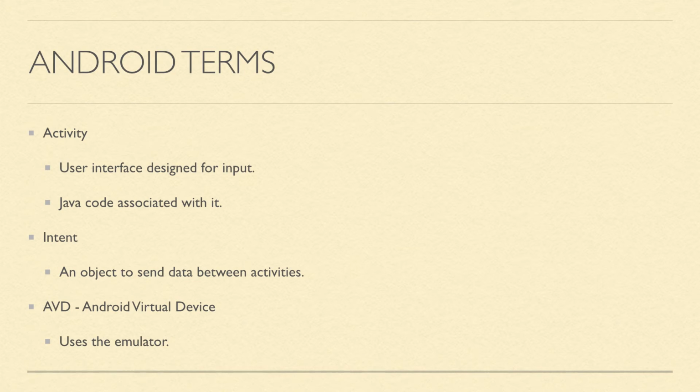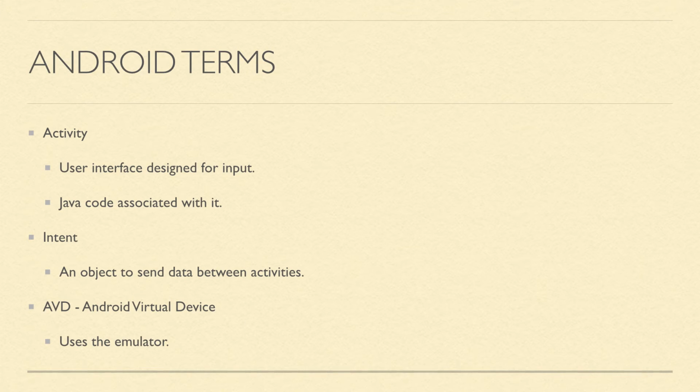AVD, which is the emulator you've got running, that's the virtual device. Activity is the user interface. We did that in the Hangman game. We created two, the main activity and the game activity. I think they were the two. Now, an activity is both the XML and the Java combined. So one activity is sort of one screen with code behind it.